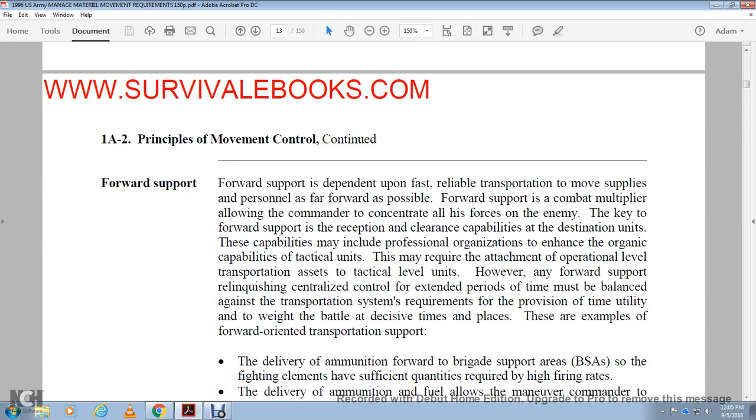Forward support. Forward support depends upon vast, reliable transportation movements of supplies and personnel as far forward as possible. Forward support is a combat multiplier, allowing the commander to concentrate all his forces on the enemy. Key to forward support are reception and clearance capabilities at the destination unit. These capabilities may include organizations that enhance the organic capability of the tactical unit, which may require attaching operational-level transportation assets to tactical-level units. However, relinquishing centralized control for extended periods of time must be balanced against transportation system requirements and the utility of providing support at the right time and place.